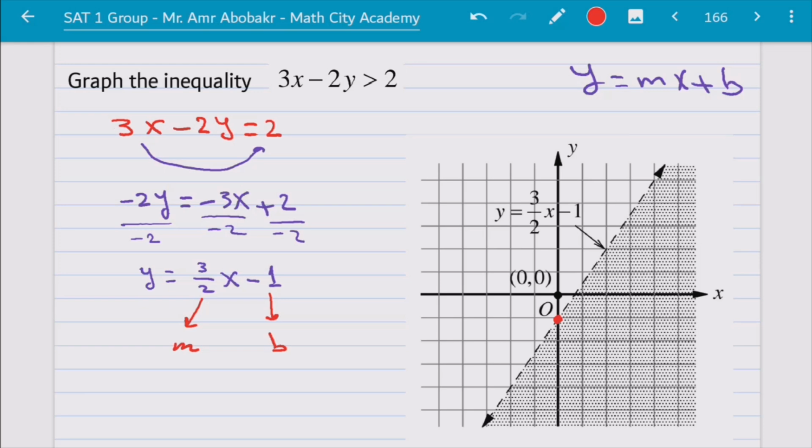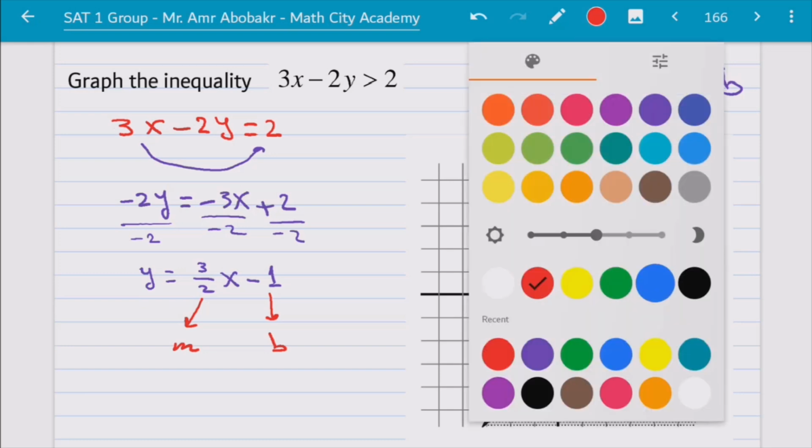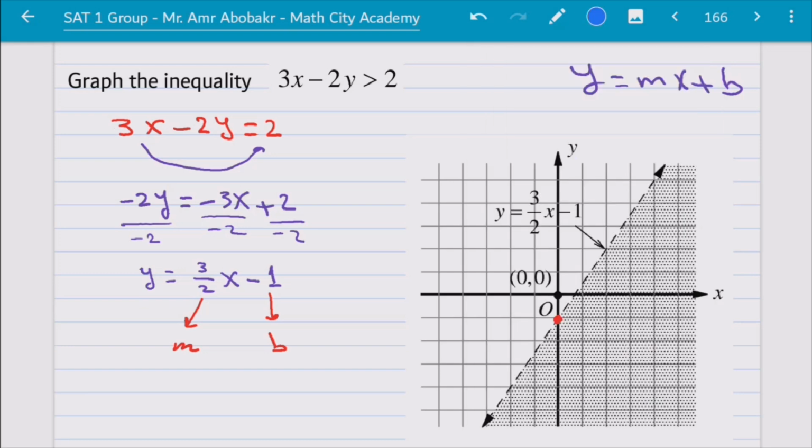How can we represent the slope of this straight line? By using 3/2, rise over run. So we will rise 3 steps, 1, 2, 3. Then run 2 steps to the right because this is positive. 1, 2. So we will put the other point here.